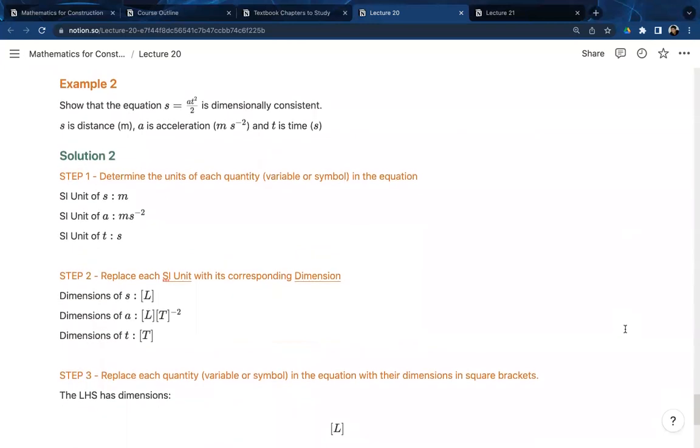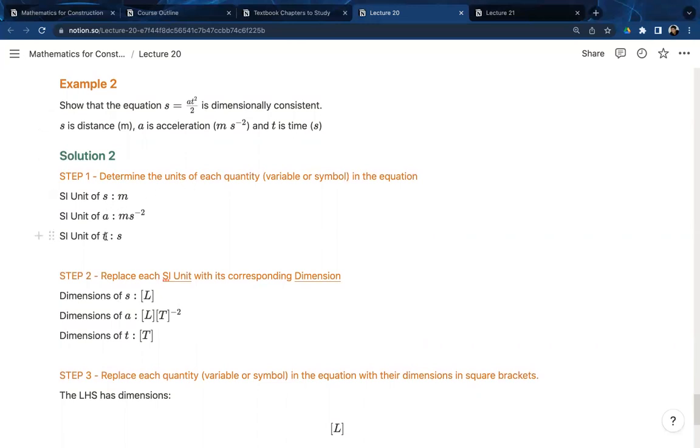This example 2 is done even shorter, more quickly. Step 1 is, what is the unit of each of these things? We have 3 quantities, s, a, and t. The 2 is dimensionless, right? So we have s, a, and t.